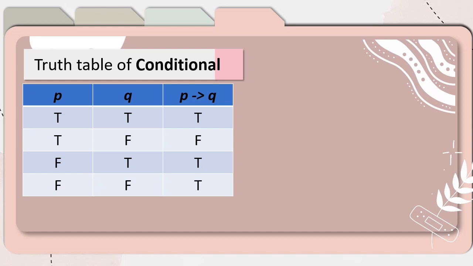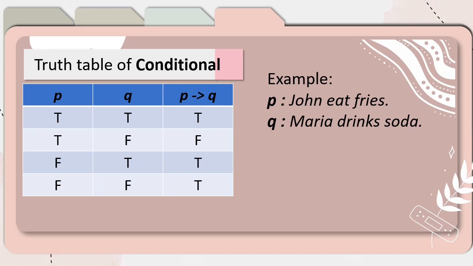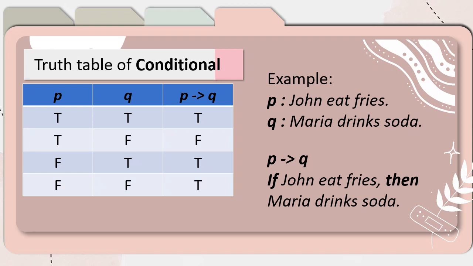To show that a conditional is false, you just need to show that the hypothesis is true but the conclusion is false. If you can't find a single example such that the hypothesis is true but the conclusion is false, then the conditional is true. Here is an example of a conditional statement. Your first statement is John eats fries, and your second statement is Maria drinks soda. Translating the conditional proposition into words, we have: if John eats fries, then Maria drinks soda. The if-then is your connective found in the conditional statement.